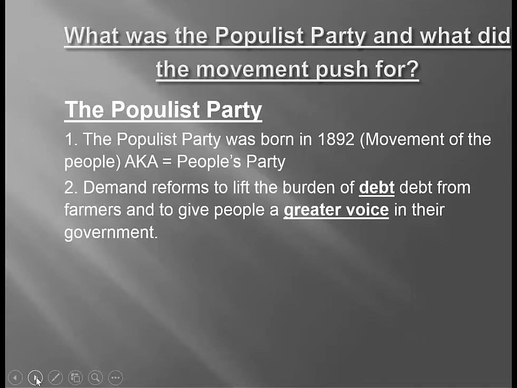A good analogy to the People's Party is the Tea Party, a grassroots type of movement to give people a greater voice on how the government is operating. Maybe a little bit different philosophy, but the same type of idea. People were not happy with the way the government was working back then or now, so they formed some of these alternative parties.